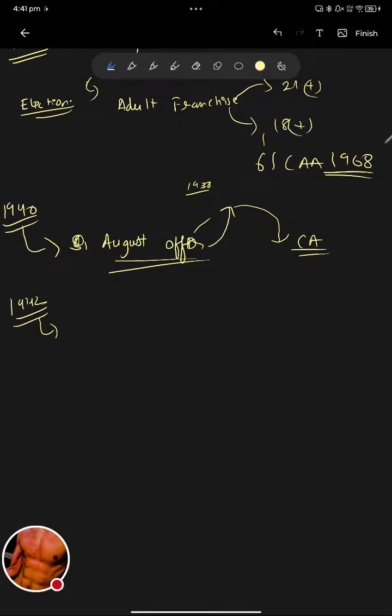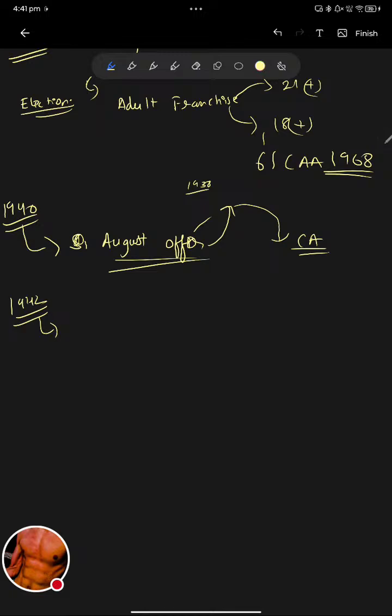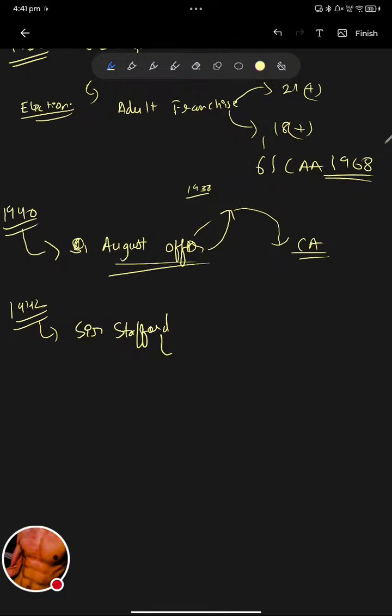In 1942, where was I at? Sir Stafford Cripps came to India and said we will make your constitution. We are making a Constituent Assembly first, you join the battle second.